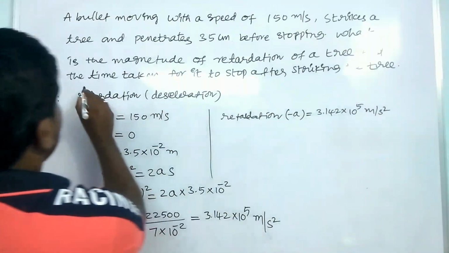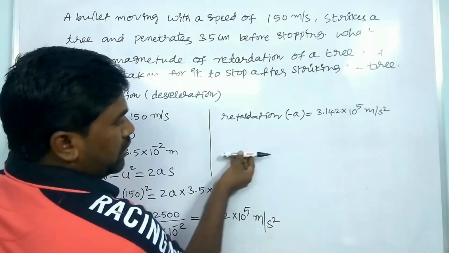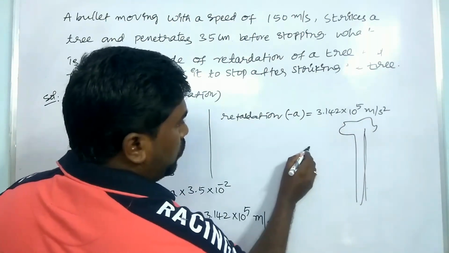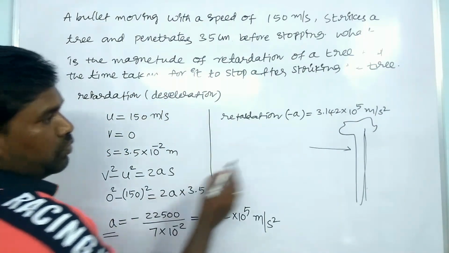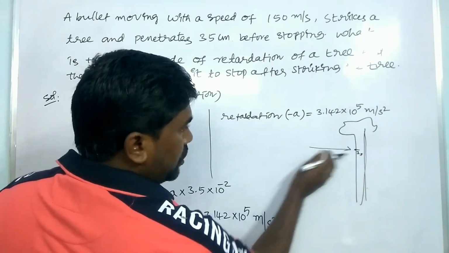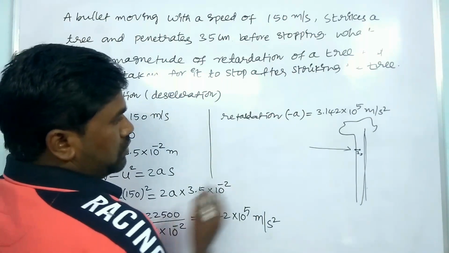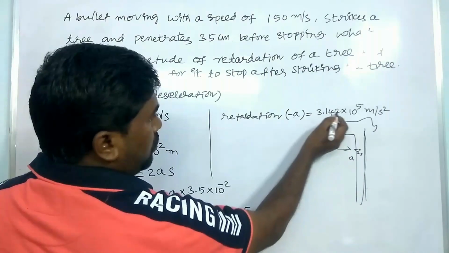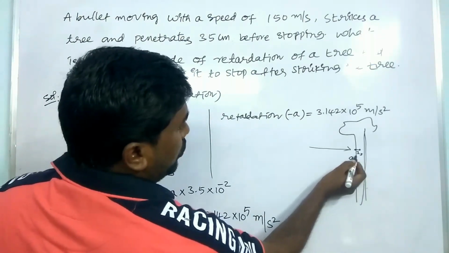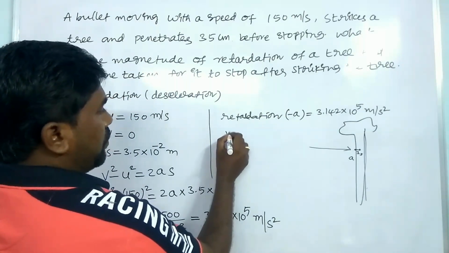Now let us find the time taken for it to stop after striking the tree. The bullet will be moving in this direction. So this is the tree. The bullet starts moving and hits at this point, and it moves 3.5 centimeter inside the tree, and after traveling 3.5 centimeter it stops. So that retardation is found to be 3.14 into 10 to the power 5 meter per second square. And how much time does the bullet take to move the 3.5 centimeter? That is the next question. So the time is found from v is equal to u plus at.